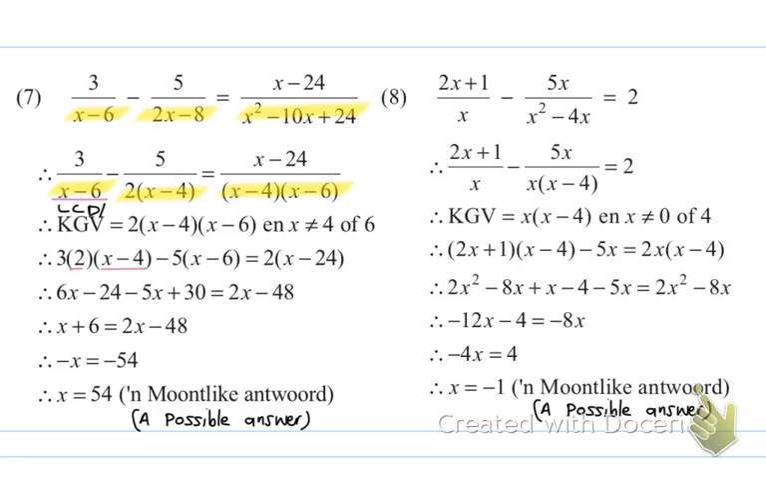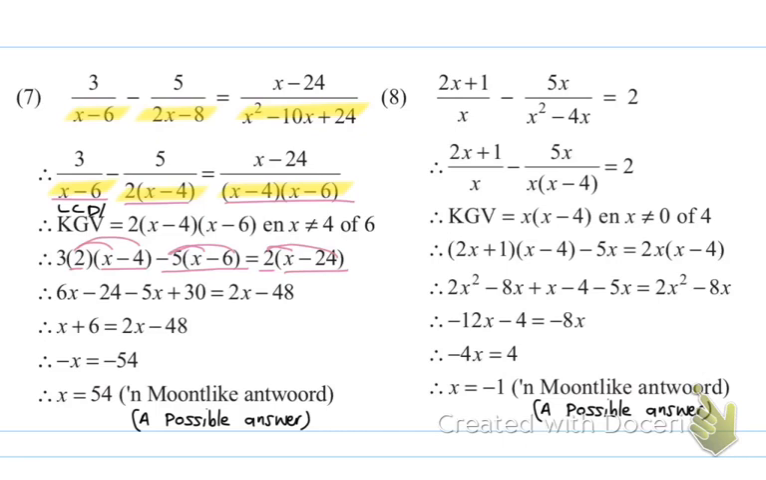So it's 3 times 2 times x minus 4. What do I multiply this one with? That one needs the x minus 6. So it's going to be negative 5 times x minus 6. The last denominator only needs a 2, so I'm going to multiply 2 with x minus 24. Now I'm going to multiply all of this in, and I get 6x minus 24 minus 5x plus 30 is equal to 2x minus 48.